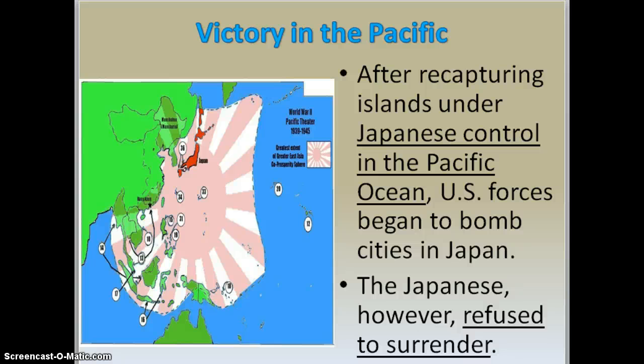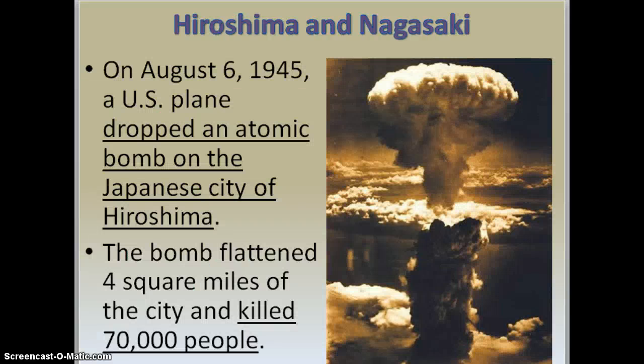It is because of this that President Truman, because FDR had died at this point, makes the incredible, difficult decision to drop the atomic bomb, which was a new weapon that was created during the time of World War II. And he orders the dropping of an atomic bomb on the Japanese city of Hiroshima. The bomb flattens 4 square miles of the city and kills over 70,000 people. And many of the survivors had extremely high rates of cancer because of all the radiation left over.